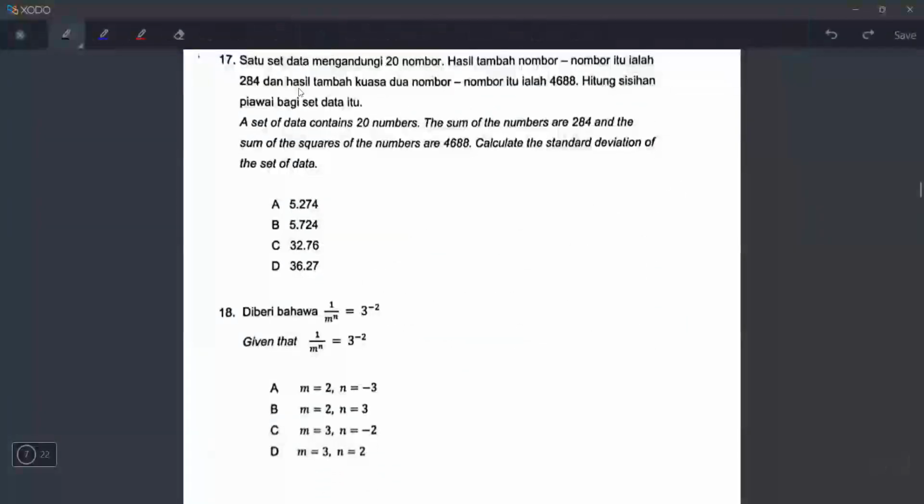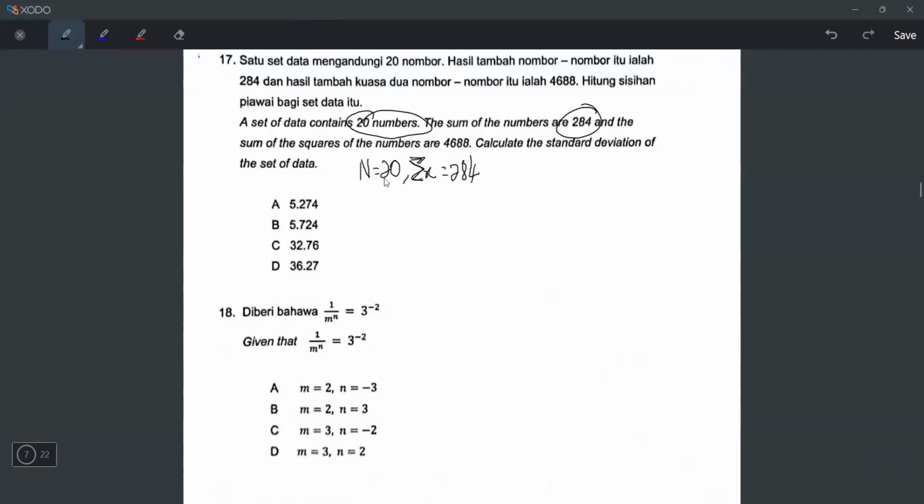Let's go to number 17. A set of data contains 20 numbers. So I think this is under the measures of dispersion. And this 20 is n, okay, because there's 20 numbers. The sum of numbers are 284, so this is the sum of x. Okay, what symbol did I just draw? This symbol is called sigma, okay, and sigma stands for sum.